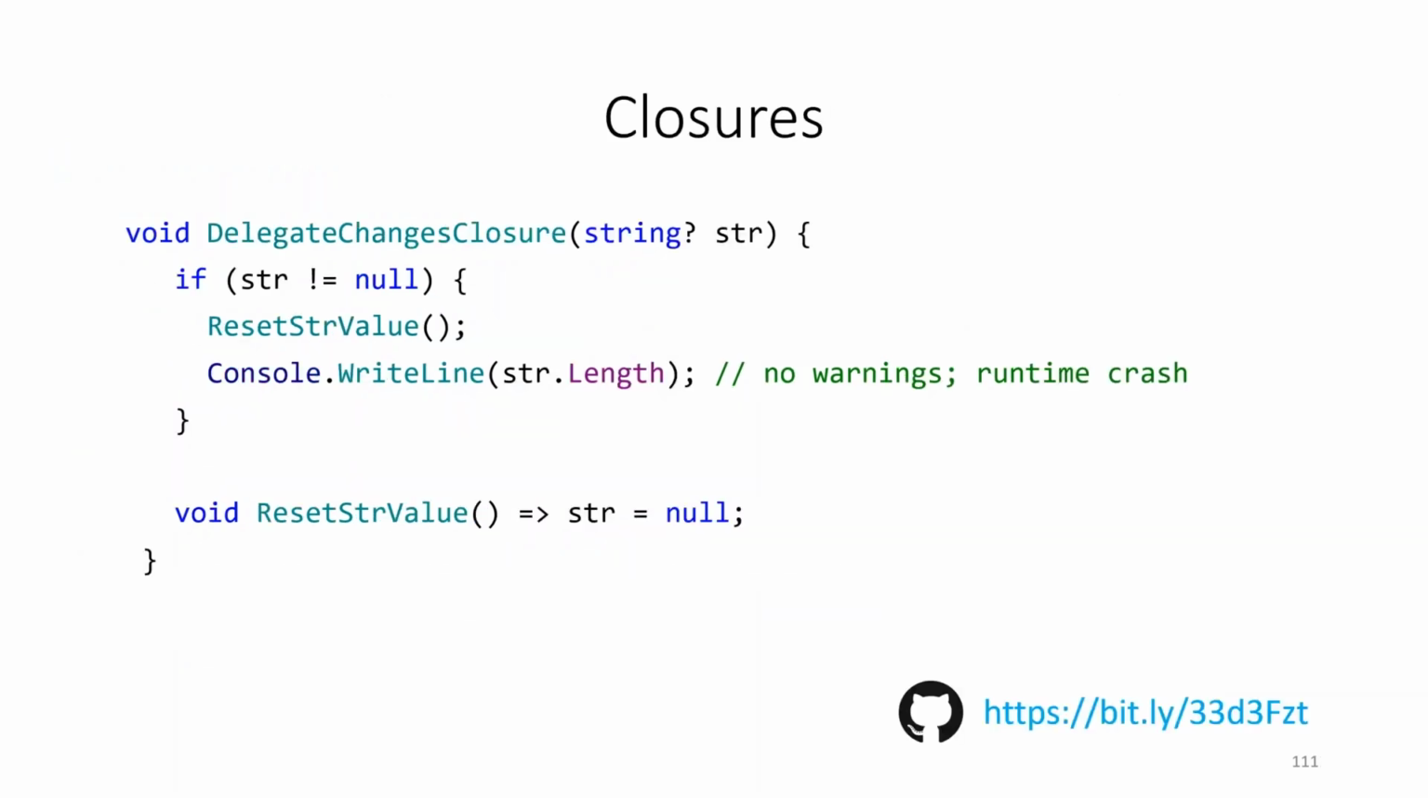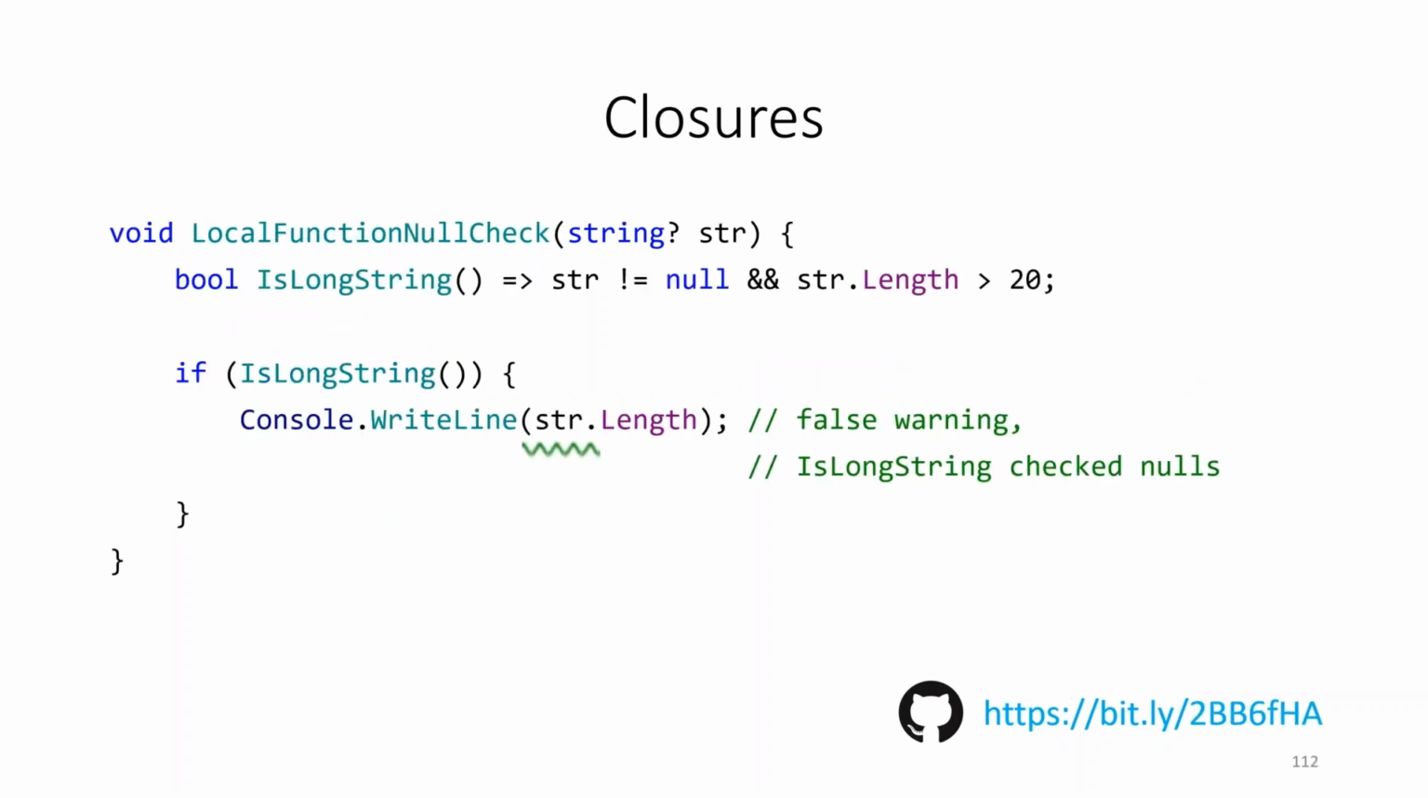And obviously, lots of data flow analyzers have problems with closures. For example, if you are using a local function or lambda expression to reset some variables to nullable state, the compiler will not be able to pick it up. All it will see is that you are checking some variable for null and then using it, and it could result in a runtime crash without any warnings. And also, if you've checked something for null inside, for example, a local function, the compiler will not be able to tell you about this, and it will result in a false warning.